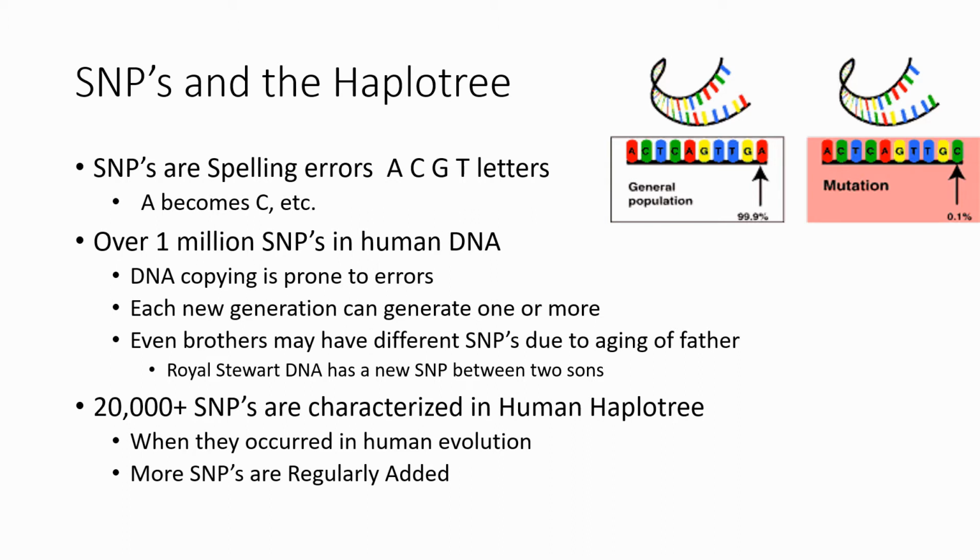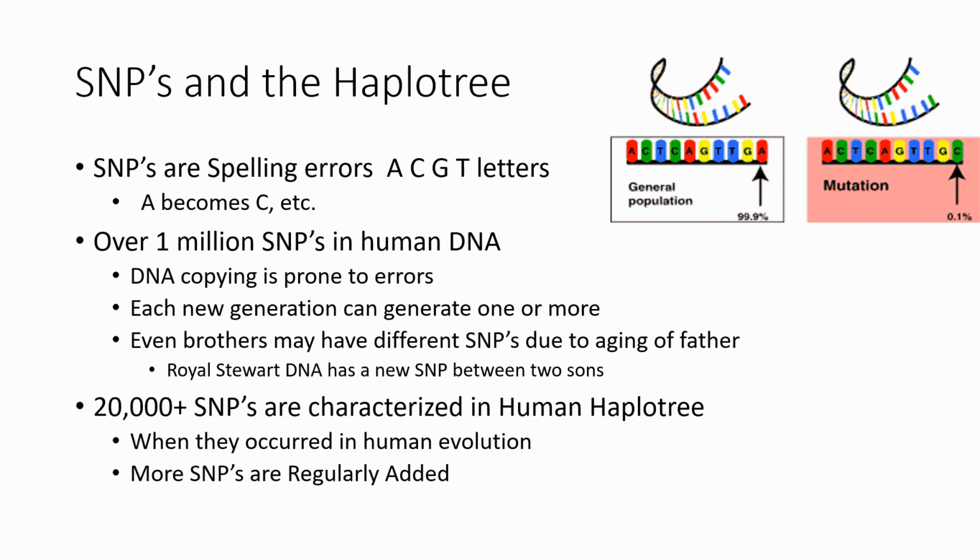The process of copying DNA every time a cell divides is very prone to errors. There are a lot of spell checkers built into us so that the actual number of errors is less than would be expected from the copying. But the fact is that a lot of these errors are generated, and each new generation can generate 1 or more new errors. Even 2 brothers can have different SNPs because their father is aging between their births.